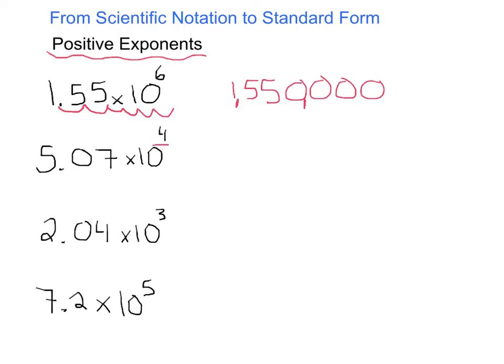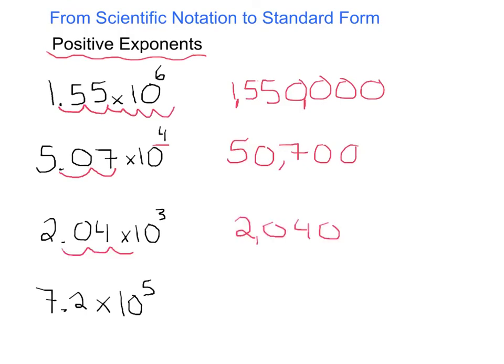Alright, next one. The exponent is 4. So we have to move the decimal place 4 places to the right. Move it twice, and then we have to move it 2 more times, which means we're adding 2 zeros at the end. 5, 0, 7, and then add 2 more zeros, and then put your commas in, 50,700. Why don't you pause the video and try the next two on your own. For the third one, you should get 2,040. And for the last one, you should get 720,000.